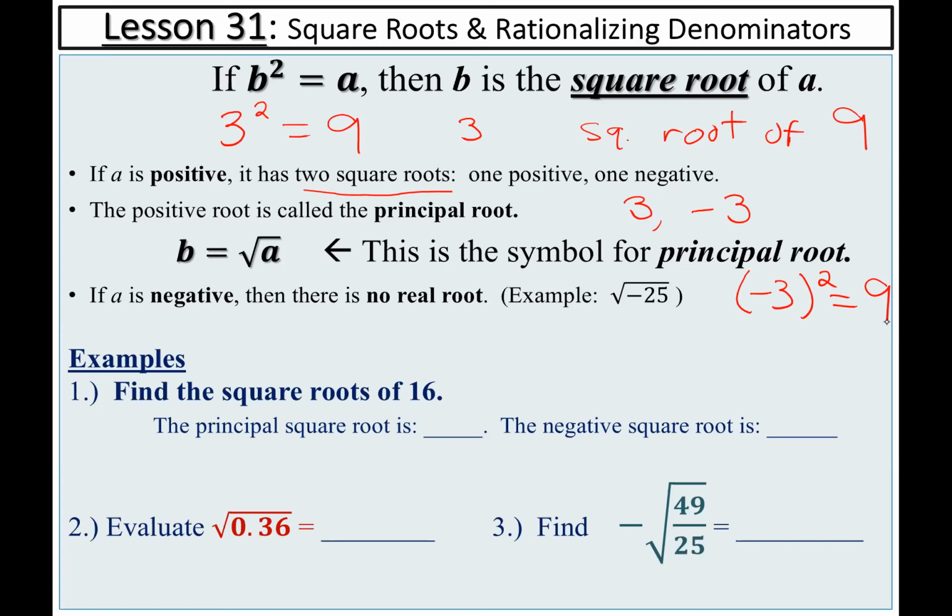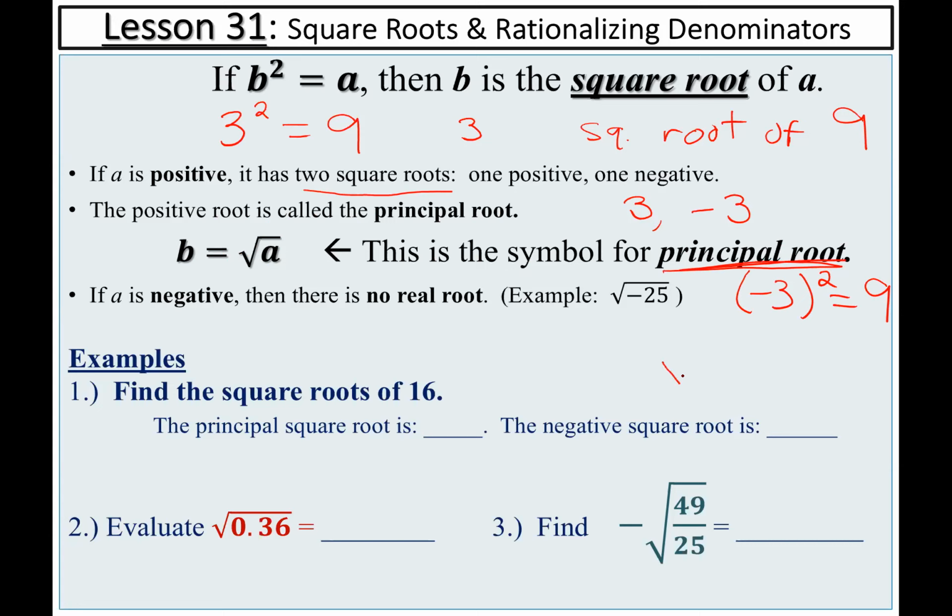3, that's the positive one, that's called the principal root. And then -3, that's just called the negative root. Usually what we're talking about is the principal root. Okay, so the positive root is called the principal root, as we said. And that's when we get to use this square root symbol. So b equals the square root of a. This is the symbol for principal root.